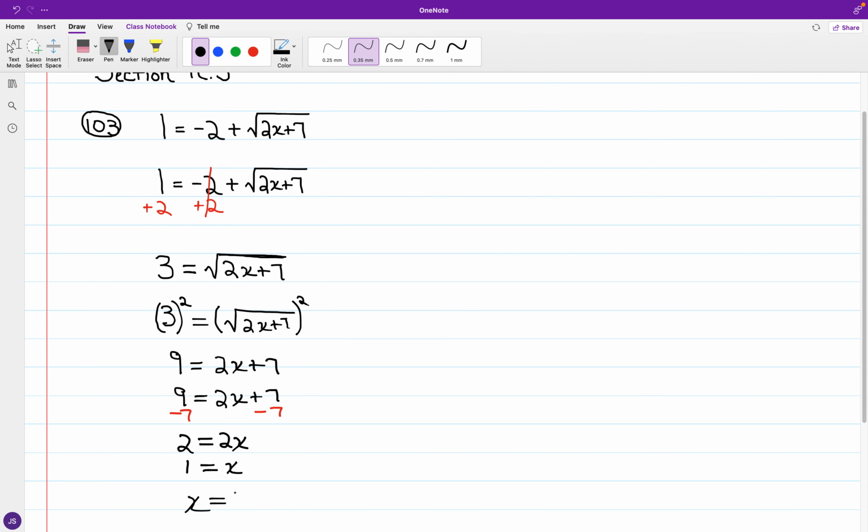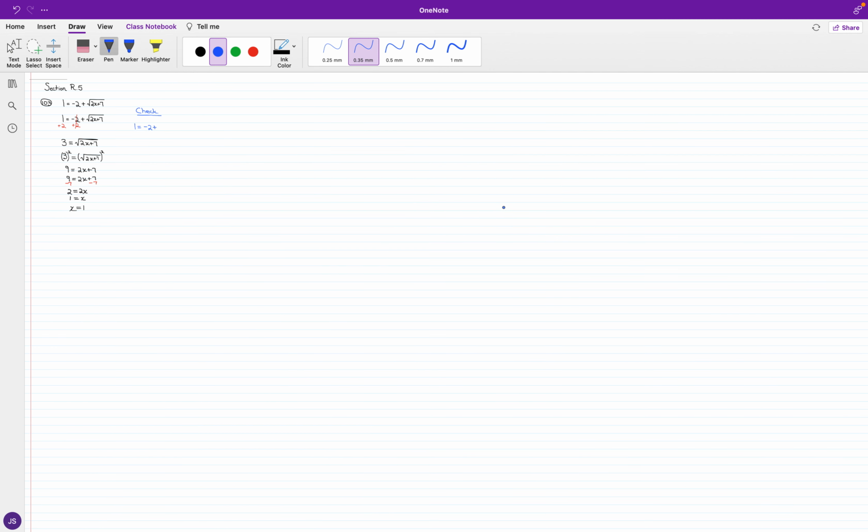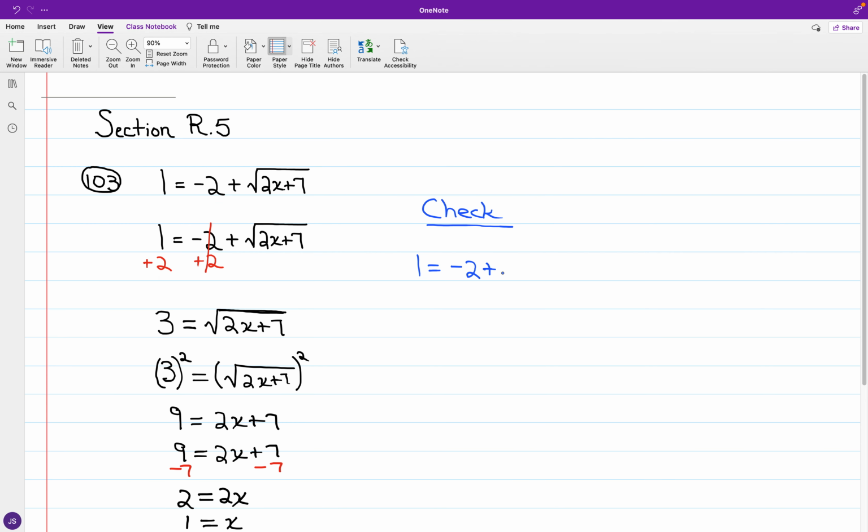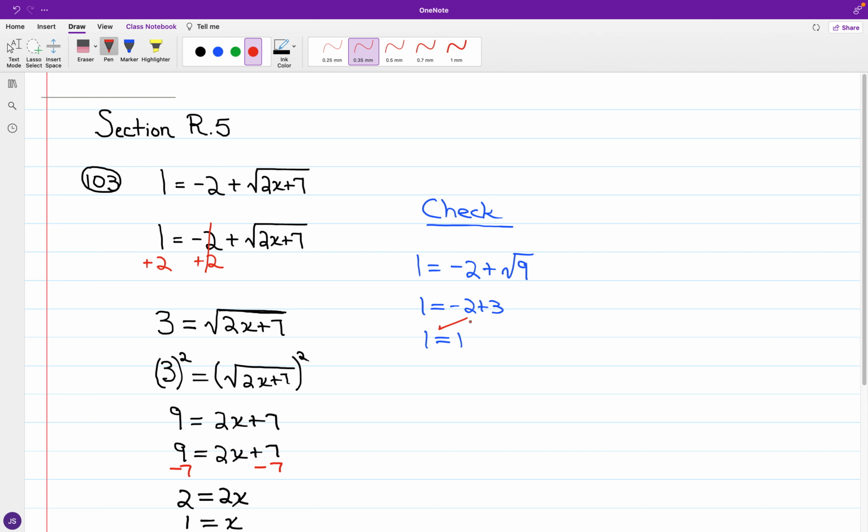You can go back and check, without writing all the details. In the equation, we have 1 is equal to negative 2 plus the square root of 2x plus 7, and for x at 1, 2 times 1 is 2 plus 7 is 9, and the square root of 9 is 3. Negative 2 plus 3 is 1, and we have that 1 is equal to 1. So this value will check out.